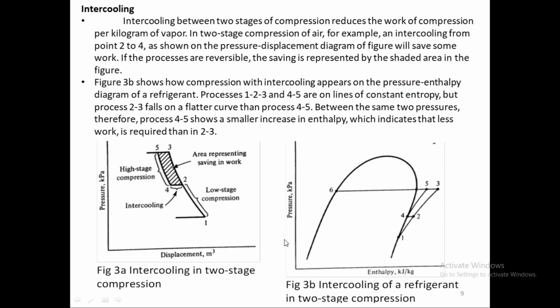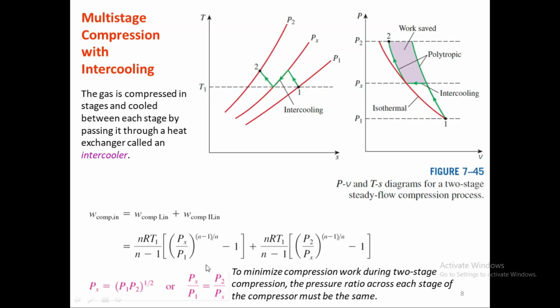So actually it will be the polytropic equation that we follow, and then we find the minimum. So take the differential with respect to the pressure and equate it to 0, then we get this equation: Px is equal to (P1 P2) raised to the power half, or Px over P1 is equal to P2 over Px. To minimize compression work during two-stage compression, the pressure ratio across each stage of the compressor must be the same.